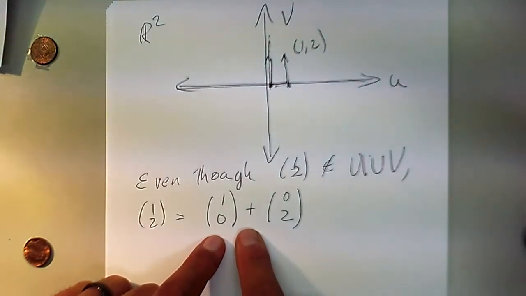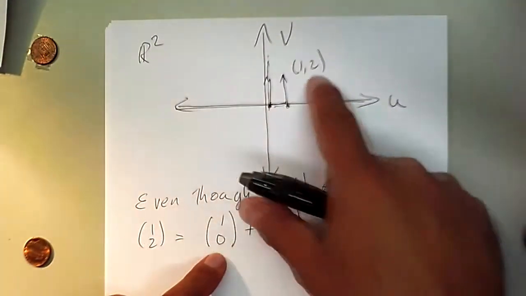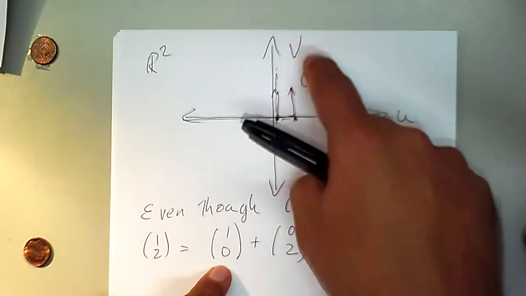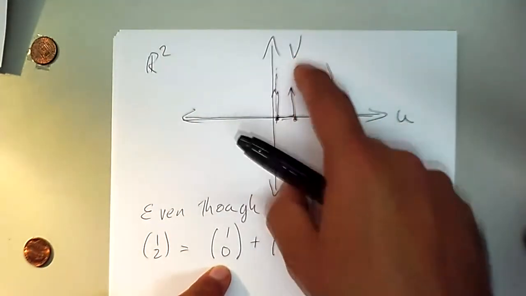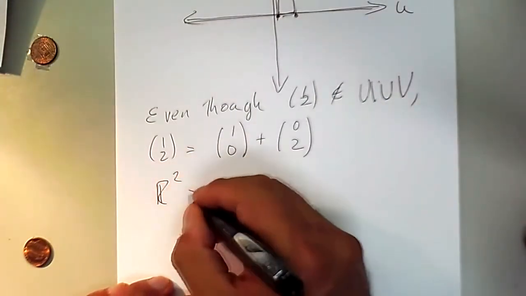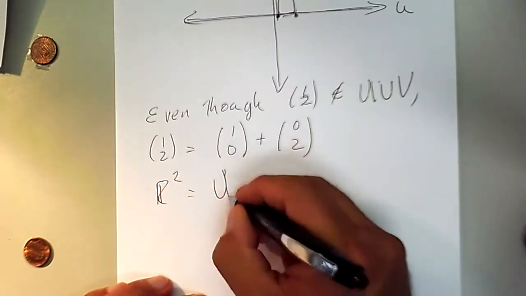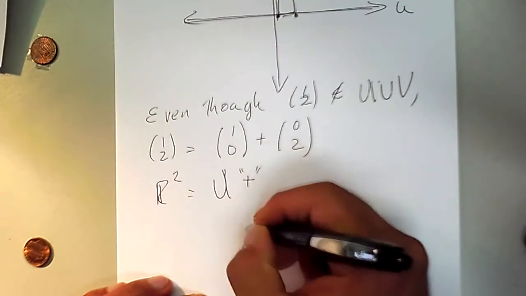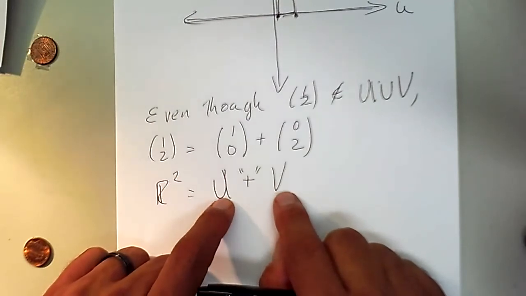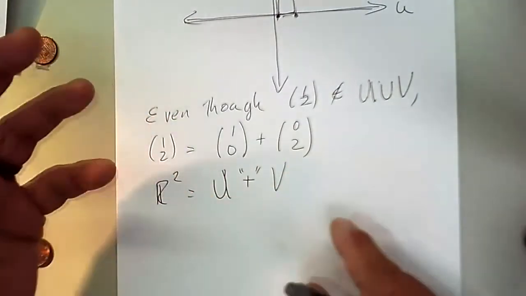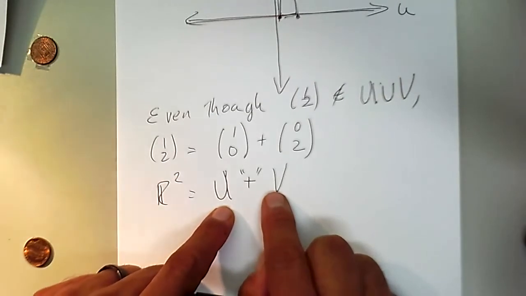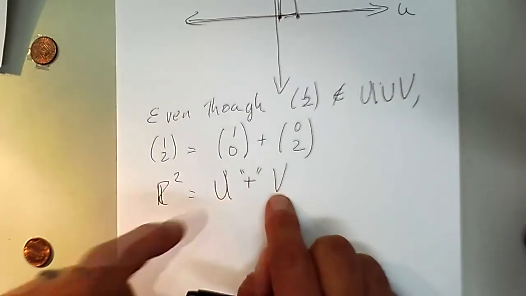So even though the union is not all of R squared, all of R squared can be written as an element in U plus an element in V. So in a way, we can say that R squared is U plus, I'm going to put plus in quotation marks for now, V. Because the addition of sets doesn't quite make sense. We can add numbers, you know, 2 plus 2, we can add vectors, no problem. But adding sets is kind of weird. Let's give a meaning to this.